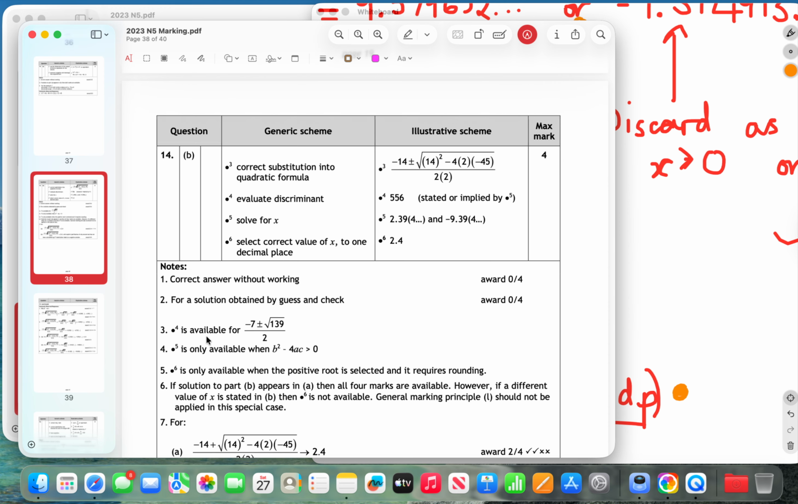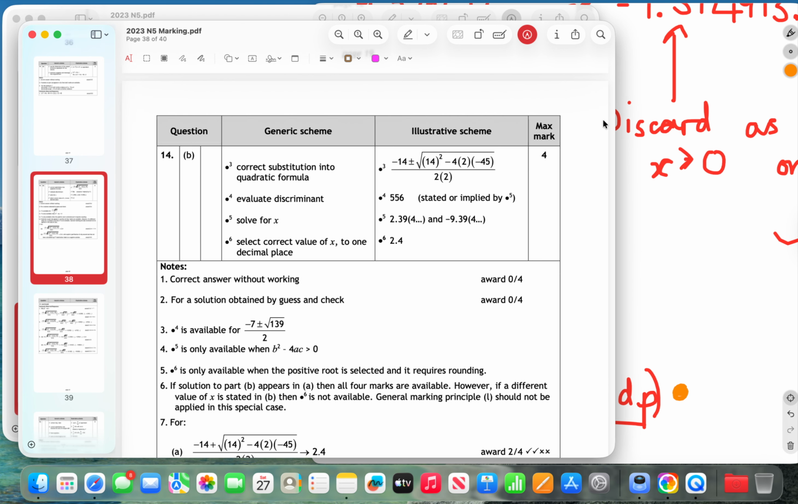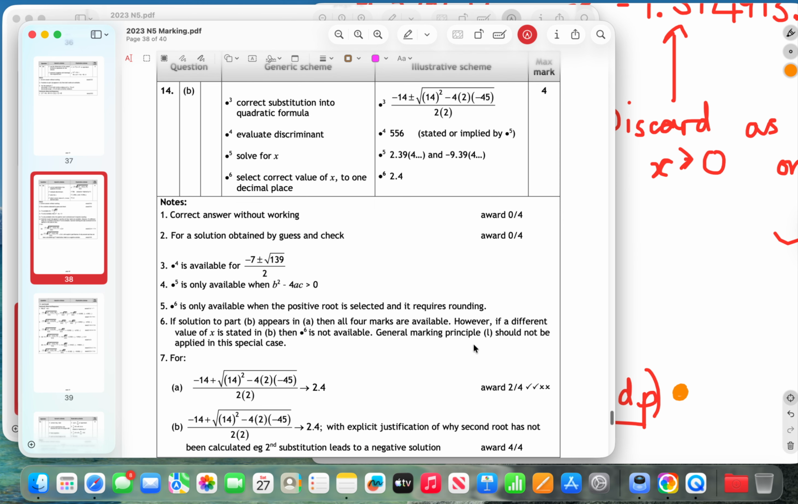You would get no marks for giving an answer without any working, and you would get no marks for guess and check, because the idea is that you had to show your steps of using the quadratic formula. You were expected to use the quadratic formula for this, so you're meant to use a mathematical approach as opposed to guessing. And you had to make sure you got a positive value of the discriminant, or the value inside the square root.